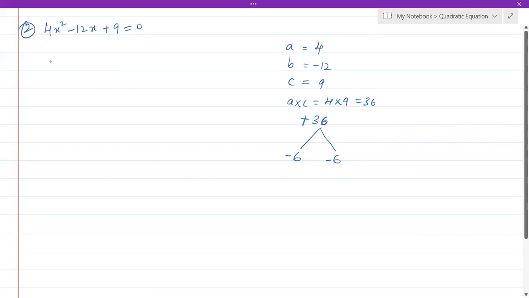What will be the next step? The next step is, the first term as it is. Instead of the middle term, we have to introduce these two numbers, that is minus 6 with an x, again minus 6 with an x. The last term, plus 9, as it is.